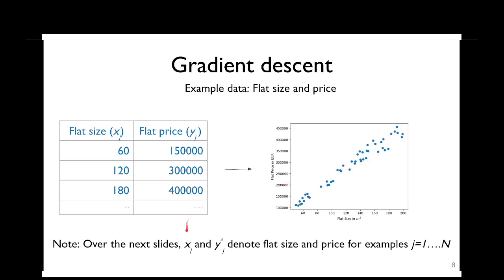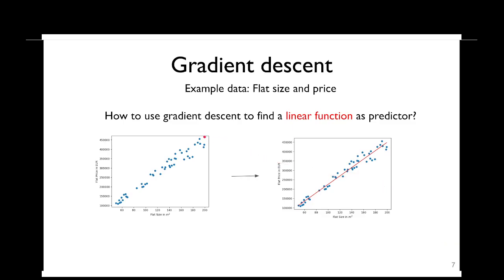So over the next slides, x_j denotes a flat size, y_j star denotes the known price, and y_j is denoting the predicted price. And j is running from 1 to n, and in this specific case, n is equal 50. So what do we want to find? We want to find a linear function that can serve as a predictor for the flat price. And you see already that over here in this region, it's doing quite a good job, this red line, towards the more expensive prices. The error is sometimes a little bit bigger, but sometimes it's also quite good.